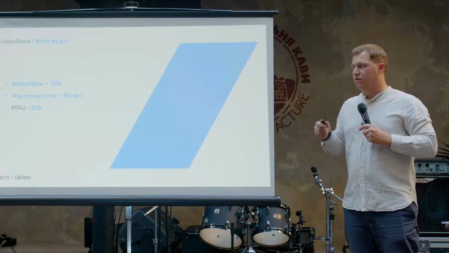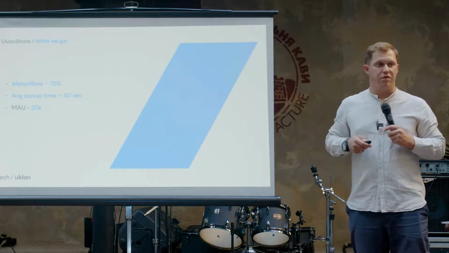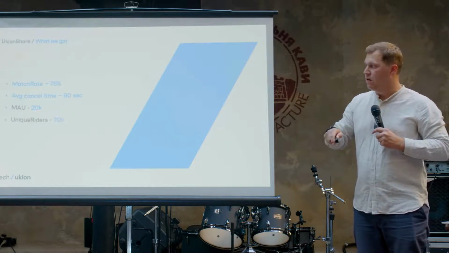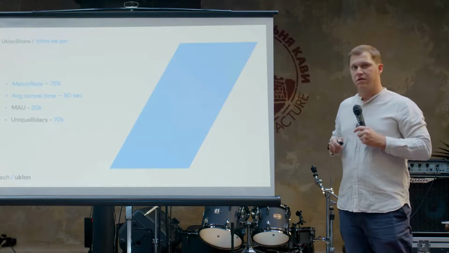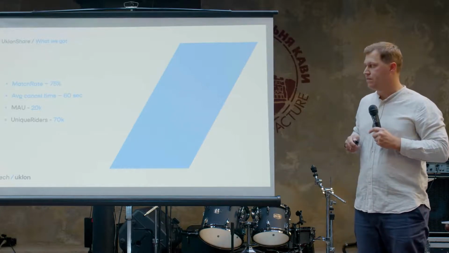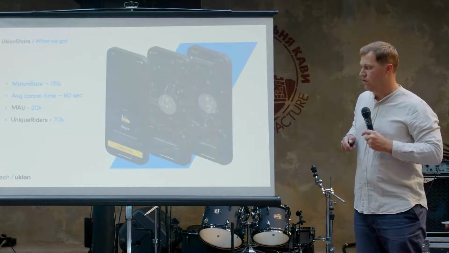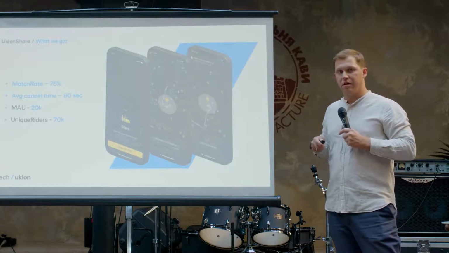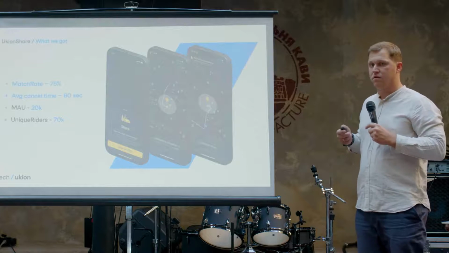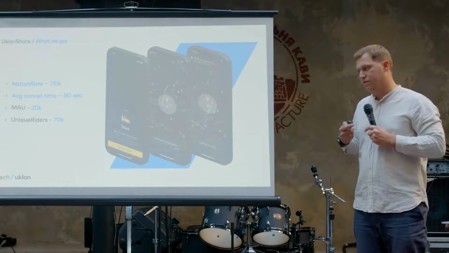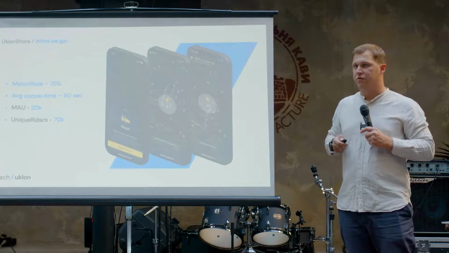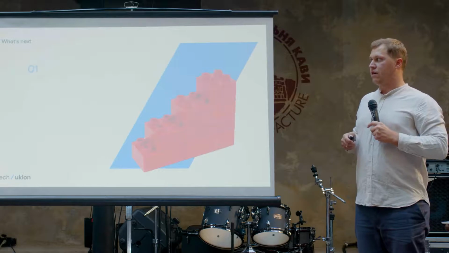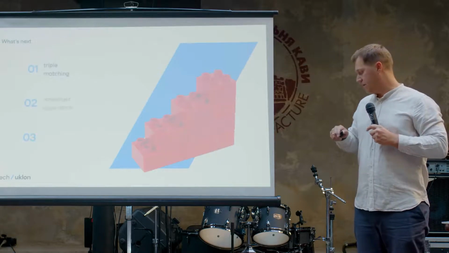For now, our best result was 20,000 MAU, and for all the time the product has worked, we had 70,000 successful unique riders. See the flow of our product, how it works at this moment. At this moment, it's available only in Kyiv, but we are working on finding other cities in Ukraine to try it. So, what's next and what are the next points for us?